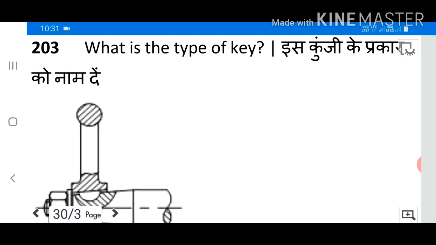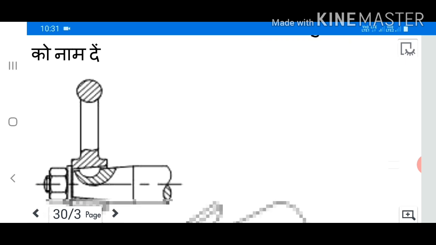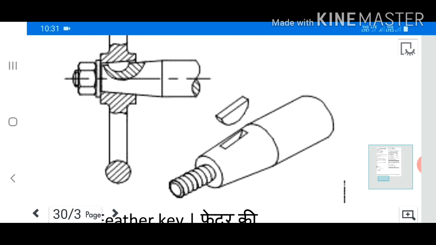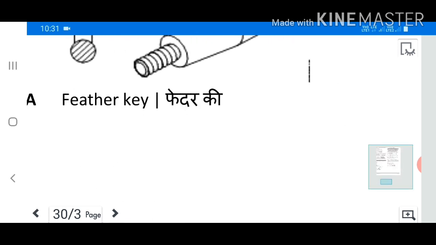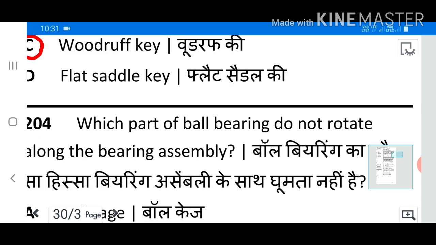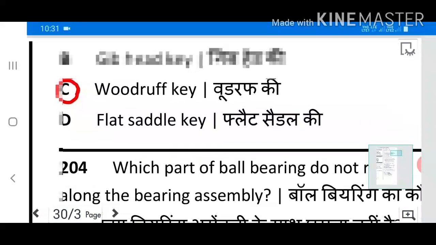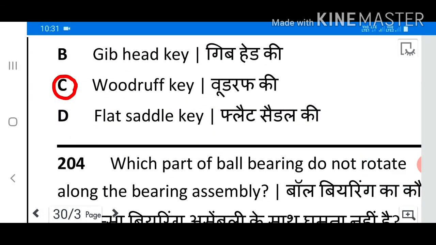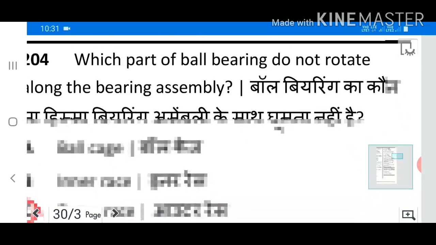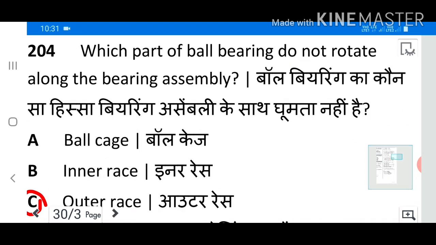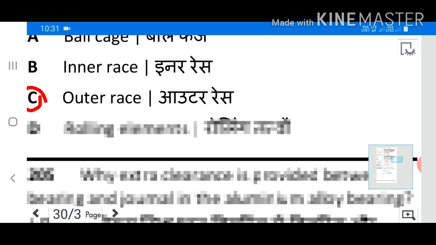203. What is the type of key? Answer C. Woodruff key. 204. Which part of ball bearing does not rotate along the bearing assembly? Answer C. Outer race.